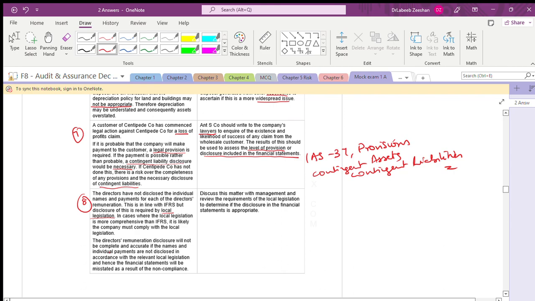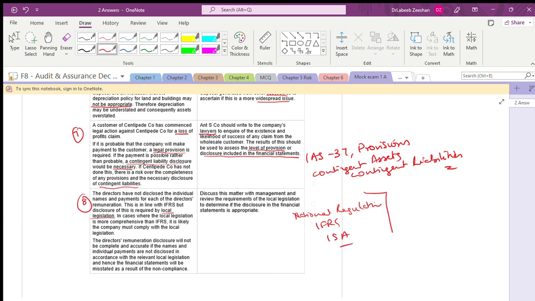See, the rule says that first you have to follow national regulations, as I told you a number of times. Then you have to follow IFRS. Then you have to follow ISA. If you put all these things into consideration, only then we call it a conceptual framework.